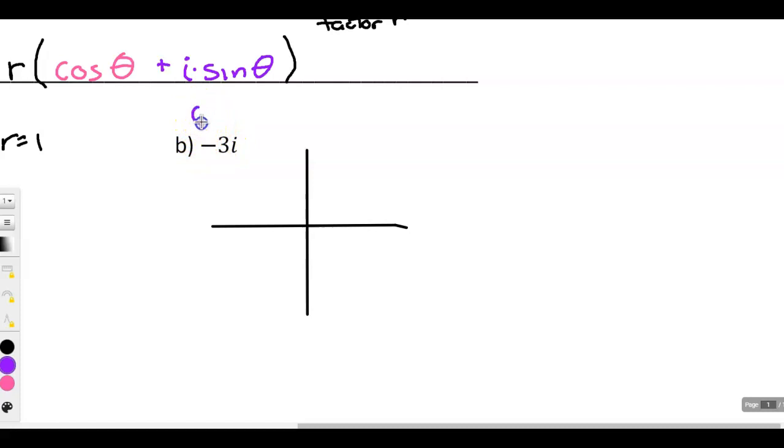Now if it helps, I mentioned this earlier, think of it as 0 minus 3i. All right, so where would that be on the graph? What angle does it make? All right, so negative 3i would be 1, 2, 3. There's negative 3i. This is B. It's right there. So what is the radius?